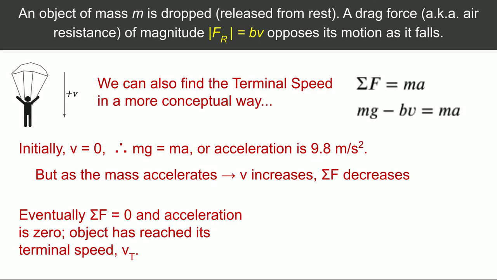Eventually, that net force is going to be 0 at the point where mg and bv are the same value. And at that point, we would reach the terminal velocity. So we can find that terminal velocity a little bit more simply by just setting the net force equal to 0 and finding the value of v at that point.